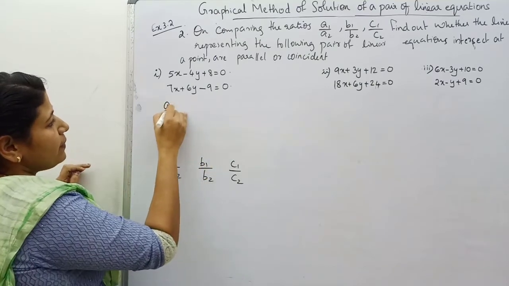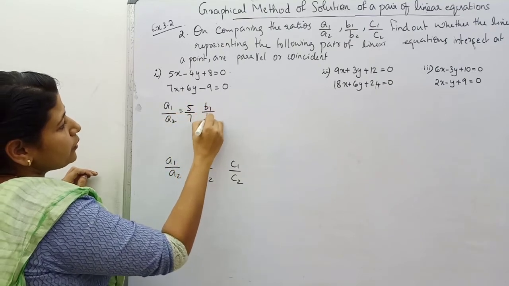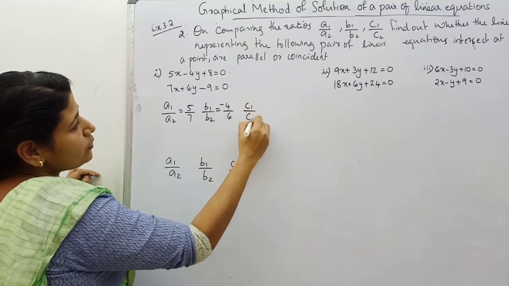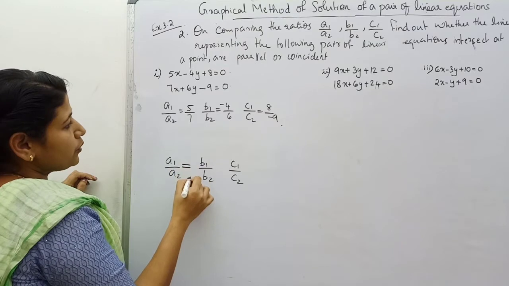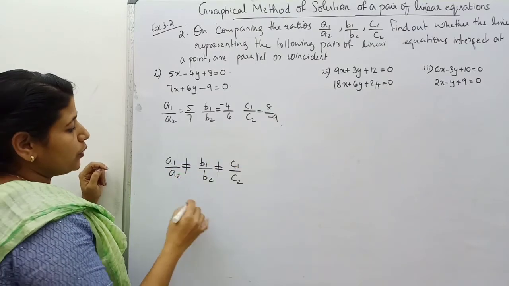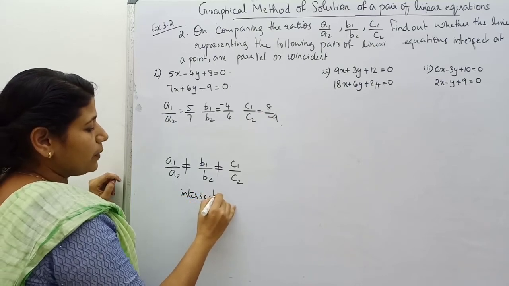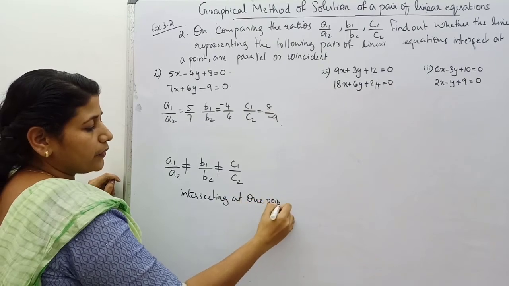In this case, a1 by a2 equal to 5 by 7 and b1 by b2 equal to negative 4 by 6 and c1 by c2 equal to 8 by negative 9. So here a1 by a2 not equal to b1 by b2, not equal to c1 by c2. So we can say that they are intersecting lines, intersecting at one point. Okay.